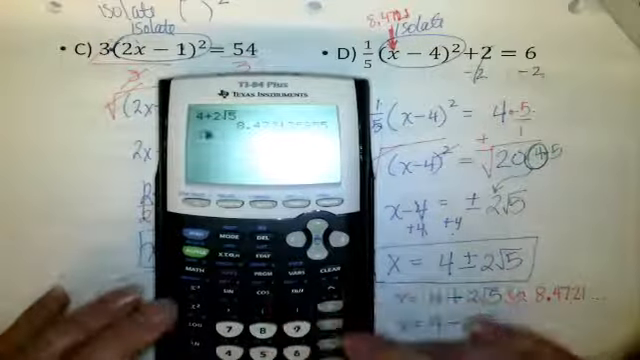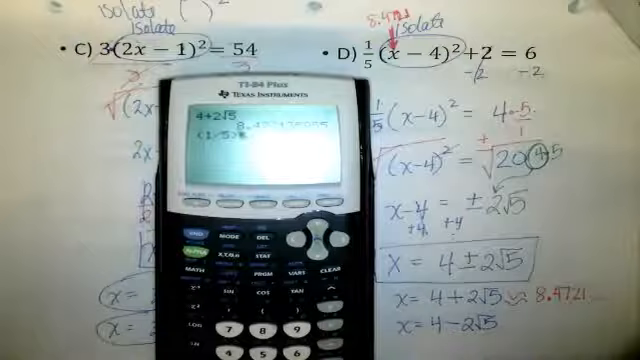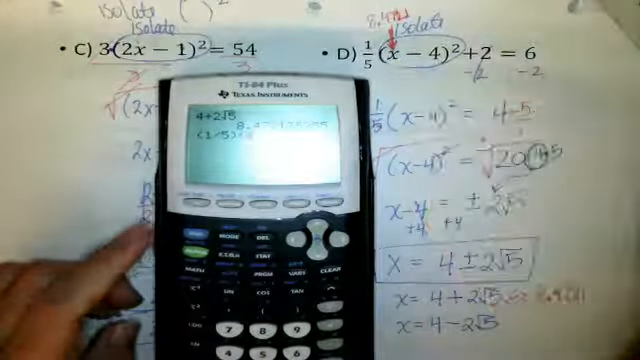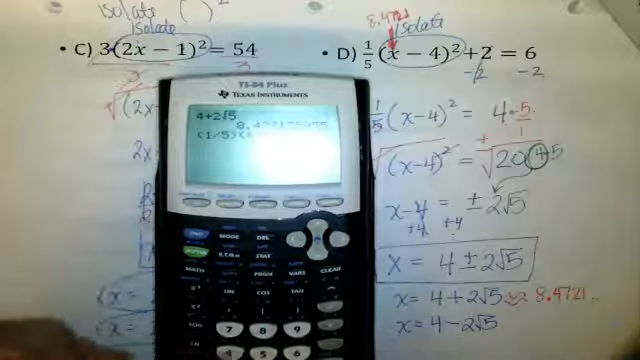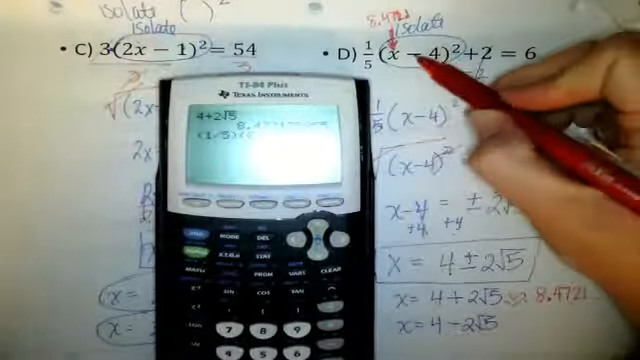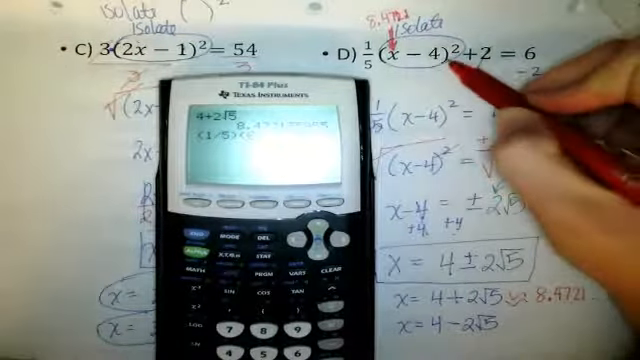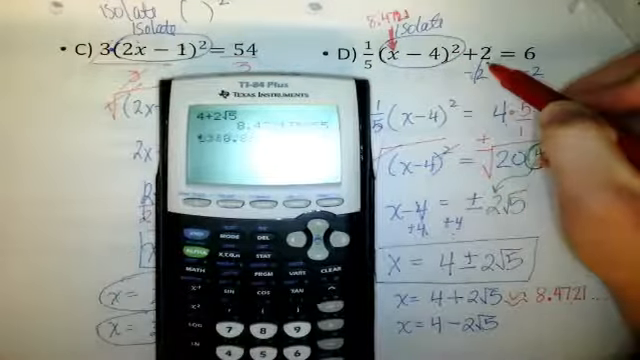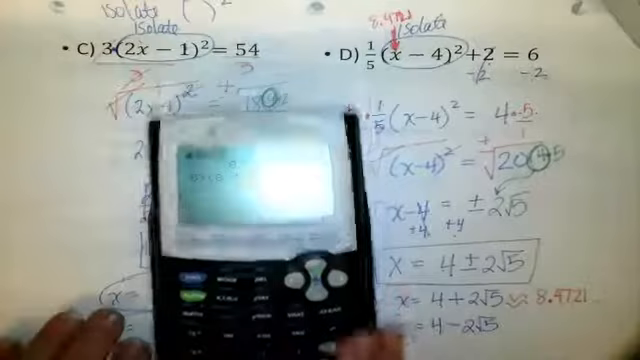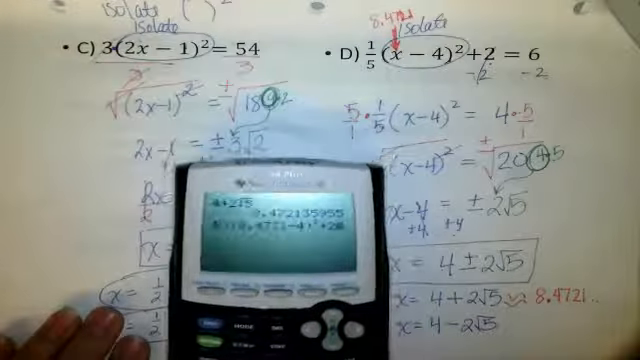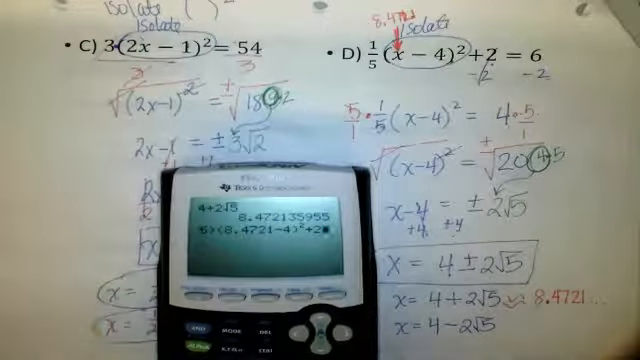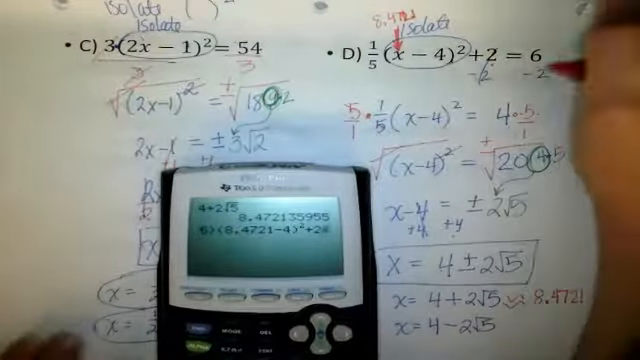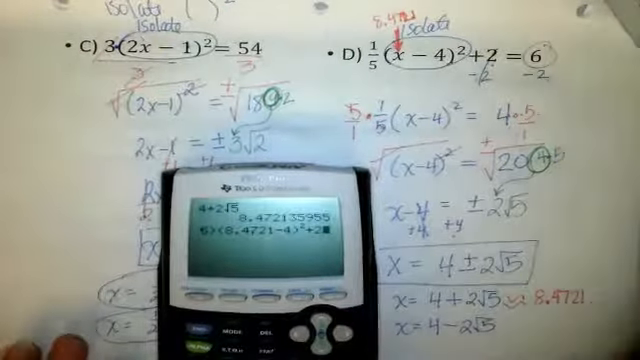So I'm going to type in 1/5. And then my parentheses, what am I going to put in place of x? 8.4721. And then I have minus 4, parenthesis, squared. And then I have a plus 2. So I'm just plugging it right in there. What number am I expecting to get? Yeah, it should equal 6.